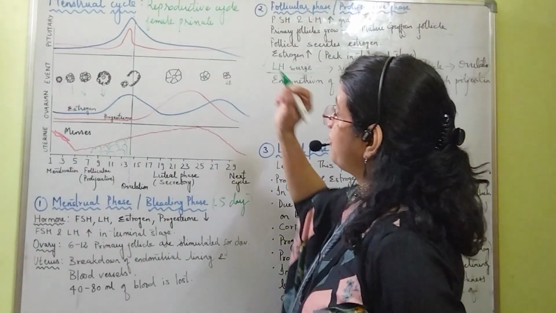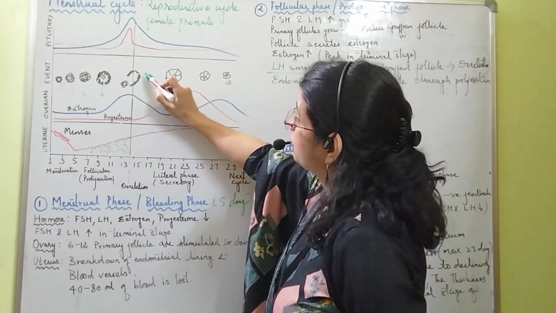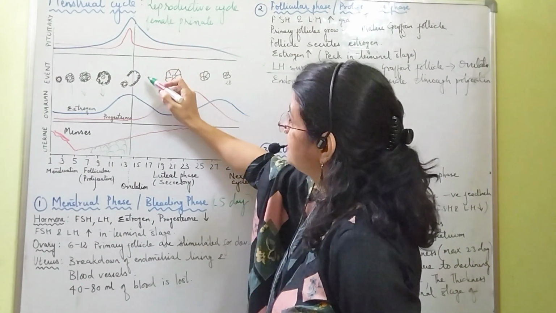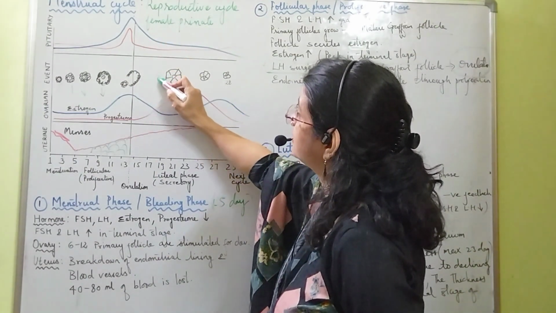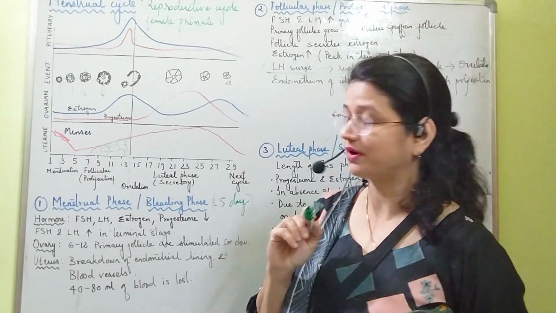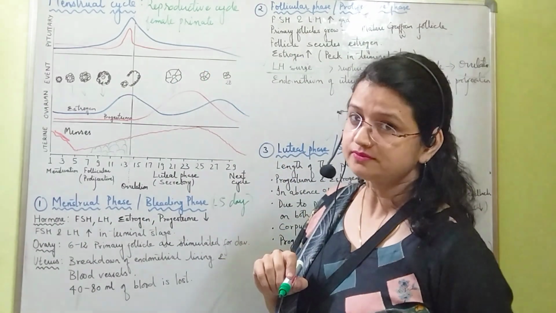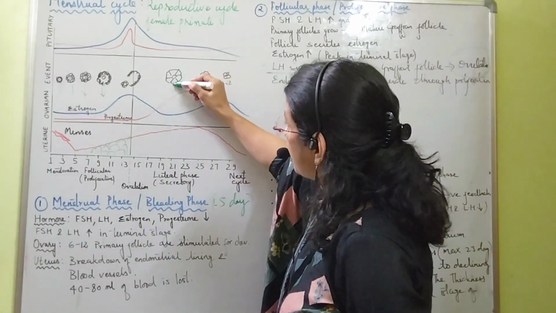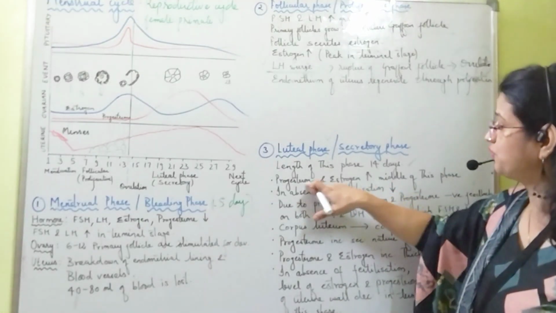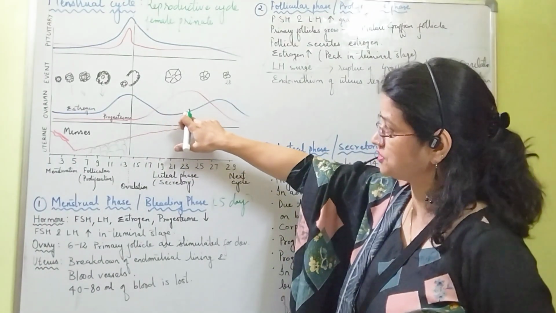Now we will see what happens here. This is the Graafian follicle. Now this Graafian follicle ruptures and the secondary oocyte is released, and this Graafian follicle will be converted into corpus luteum. This corpus luteum is endocrine, and it secretes the hormones progesterone and estrogen. Due to which there will be an increase in the level of estrogen and progesterone.